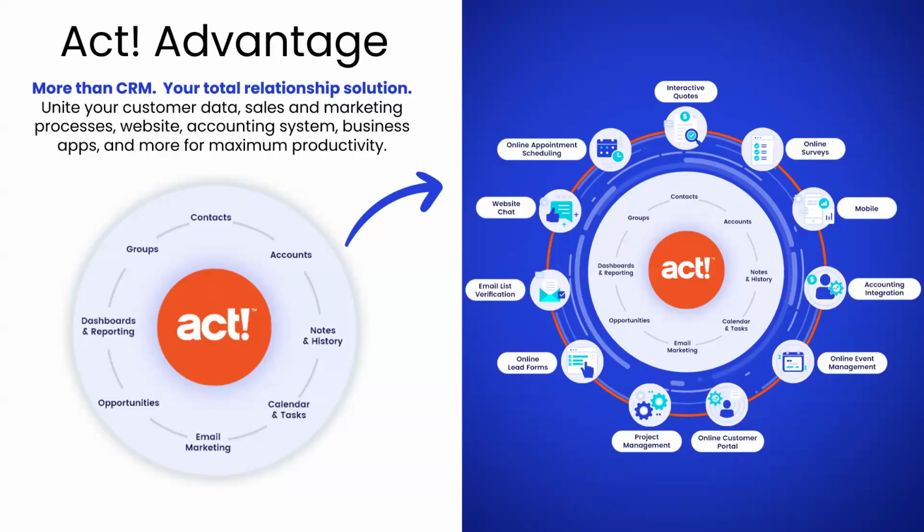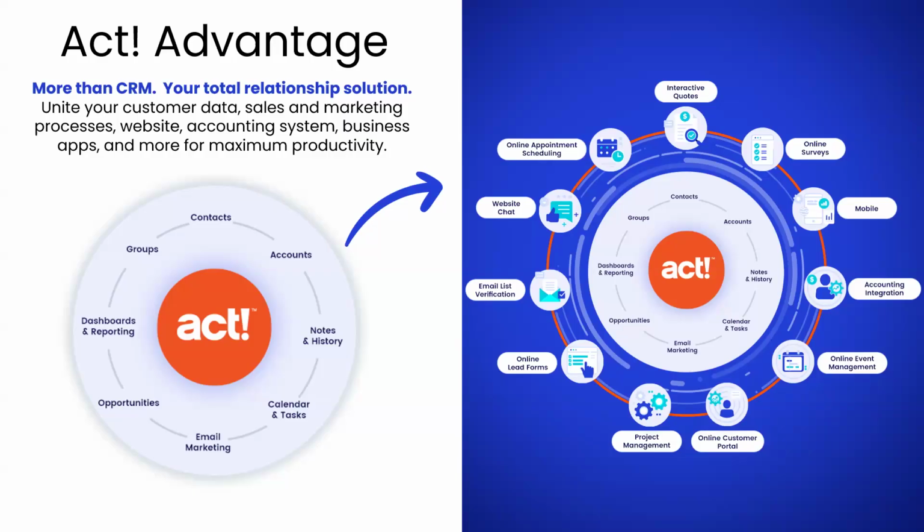What it does is fuse together in one solution your customer data with your sales processes, your marketing outreach, your website, your accounting system, customer service functions, and more. What we're doing is we're giving you maximum efficiency and productivity. Think of it kind of as an entire business in a box. There are new features here like interactive quotes, which we'll look at today, online appointment scheduling, email list verification, surveys, web forms, online event management, project management, accounting integration, even a customer portal. All of these things mean that ACT Advantage is an all-in-one relationship management solution.